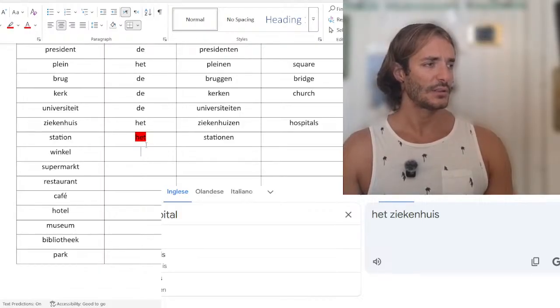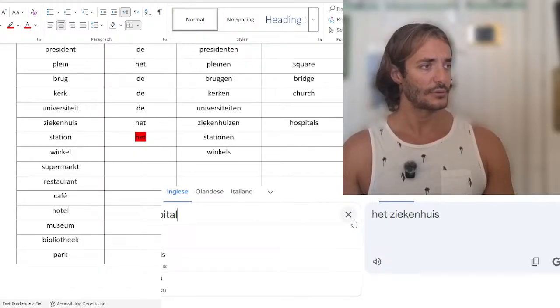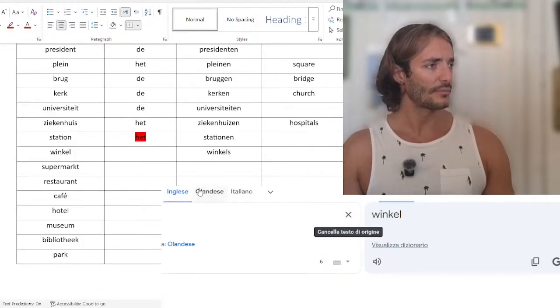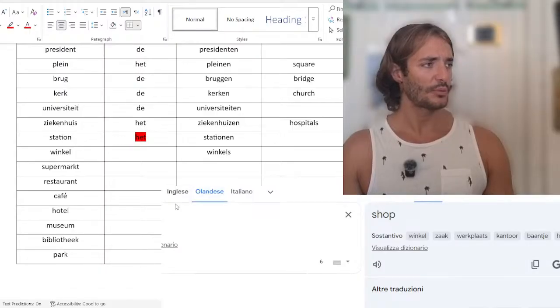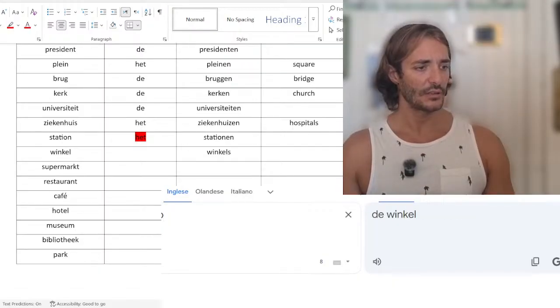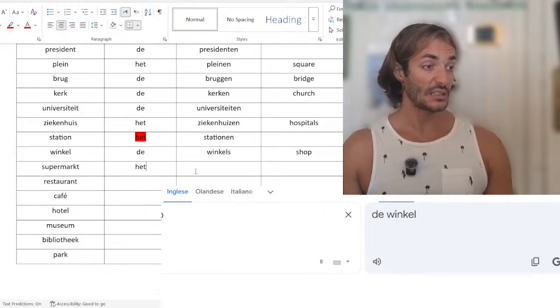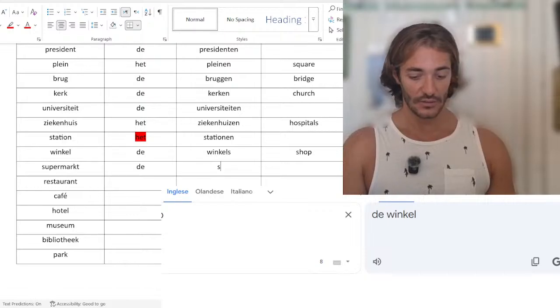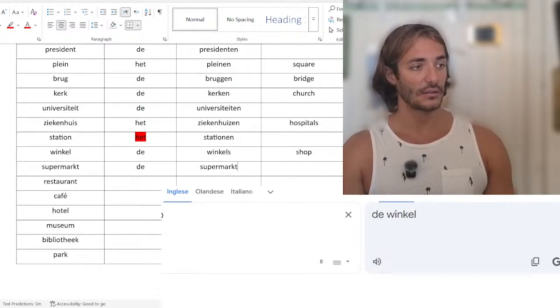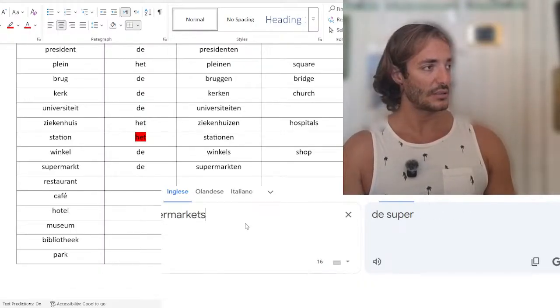Winkel. What is this? I don't know. But it's probably winkels. Ah, a shop. Okay. The shop. The winkel. Supermarkt. Maybe it's het or de supermarkt. Supermarkten. Let's see. The supermarkets. The supermarkten, yes.